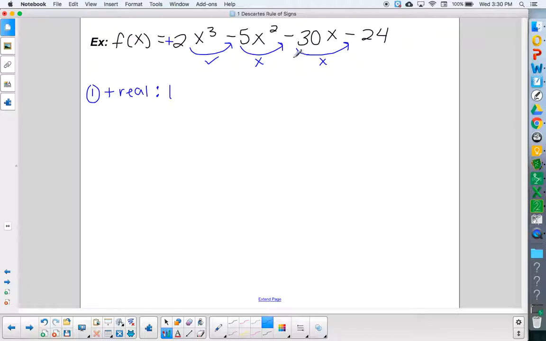So we only have one possible positive real solution. And that means we have to have at least one. Because you can't reduce this number by 2, we have to have 1. So I'm going to write that out. Because we can't subtract 2, we must have exactly one positive real root.